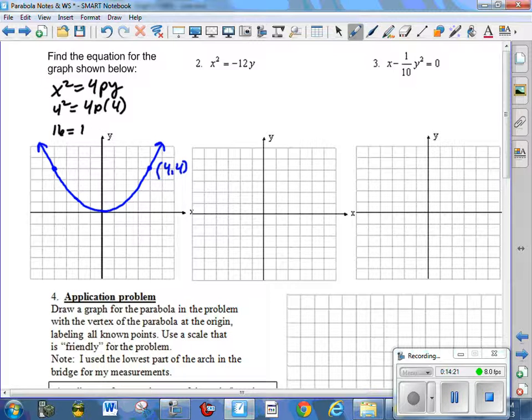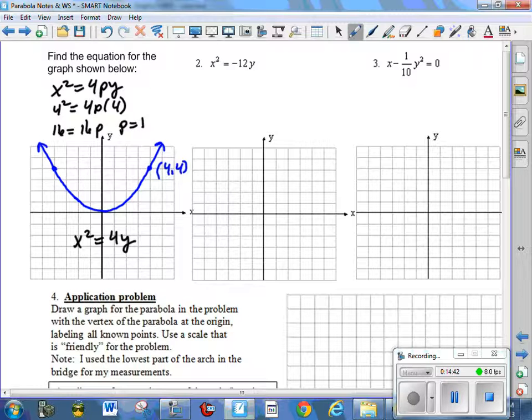So I'm just going to say 16p. So p is equal to 1, which means x squared is equal to 4y is my final equation. So that fits. It goes through (0, 0). It goes through (4, 4). That's the answer.